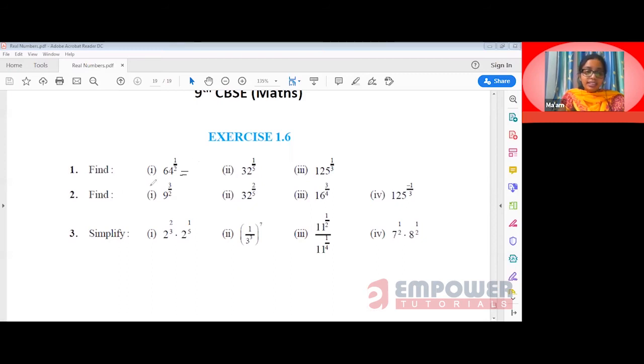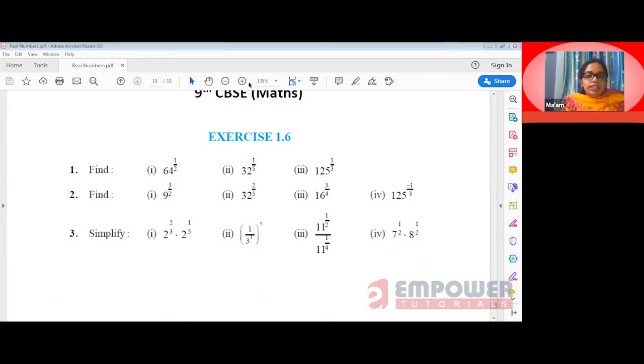This is the easiest one, 64 raised to 1 upon 2. Now fraction represents this sign, right? And this is 2. So this must be square root of 64, which is equal to 8. Yes. Okay. Now tell me this one.